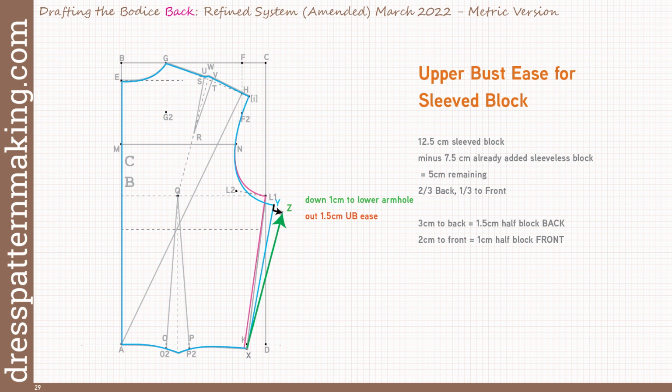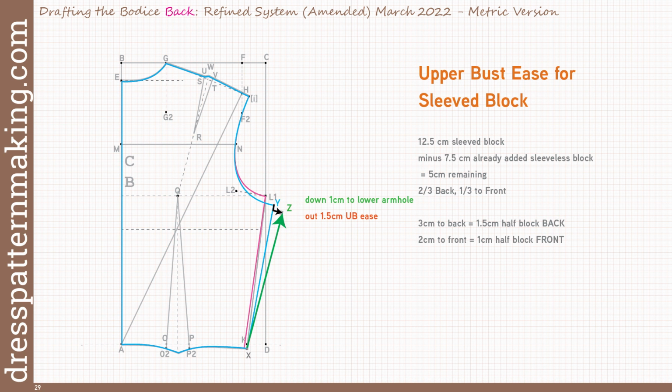I will just continue with Dee Dee's original sleeveless draft. I suggest that you make your sleeveless toile first and fit it, make any changes, and then continue with these steps from the final side seam line that may or may not include changes depending on whether you've reduced or increased the ease. The upper bust ease for the sleeved block is 12.5 centimetres. We have already added 7.5 for the sleeveless block, so there's 5 centimetres remaining. We'll add 2/3 to the back and 1/3 to the front as we did before. So that means 3 centimetres to the whole back, 1.5 centimetres to the half block.